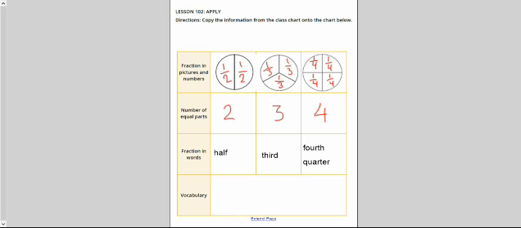So what is the vocab, or the new vocab that we said in here? We said the numerator, and also we said the denominator, and we also have the fraction bar.